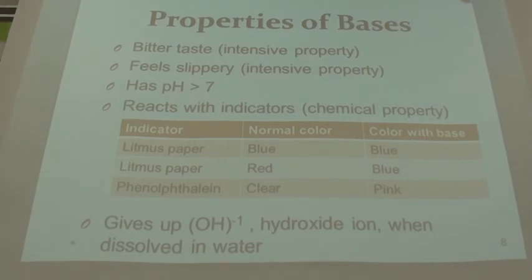Yesterday, when you tested your indicators, you saw that it left blue litmus paper blue, turned red litmus paper blue, and phenolphthalein made that lovely pink color. The Arrhenius definition of a base is anything that gives up a hydroxide ion when dissolved in water.